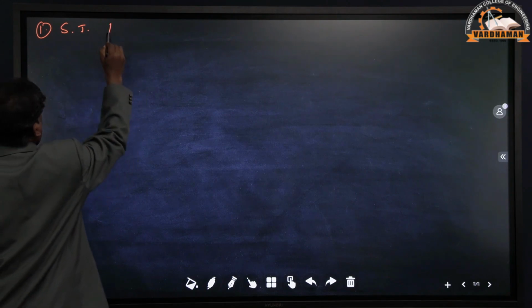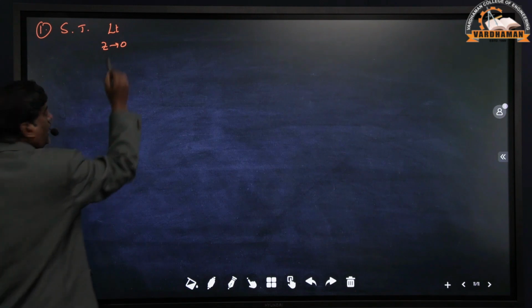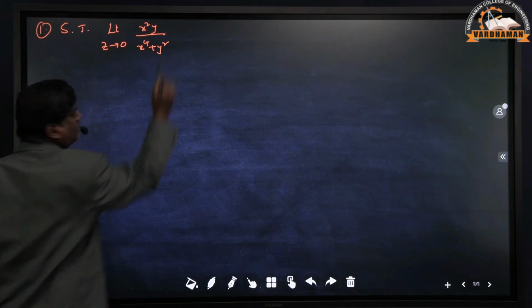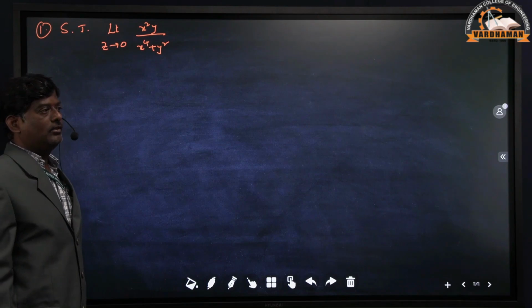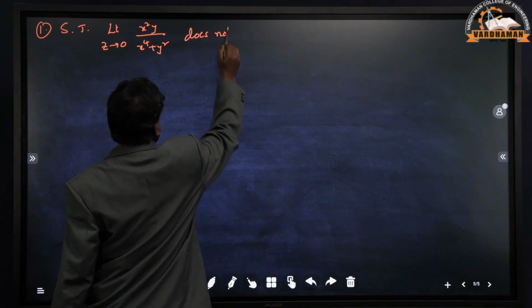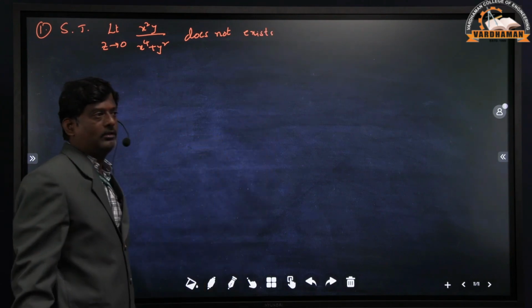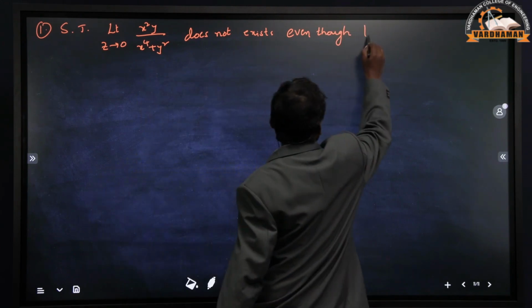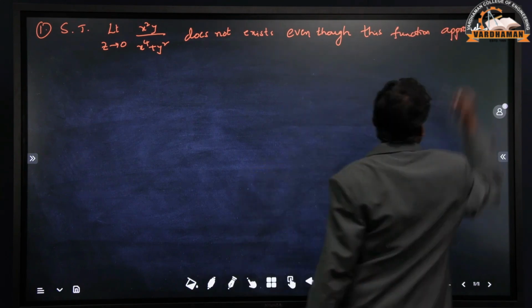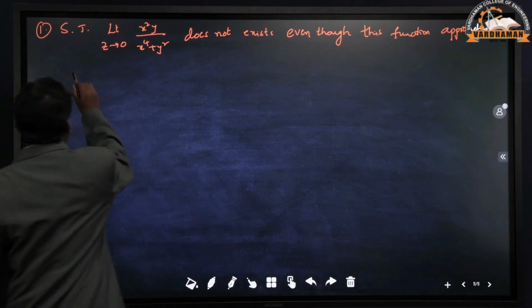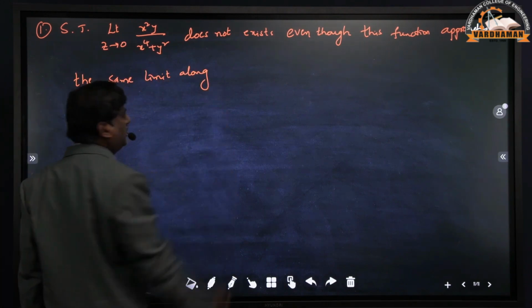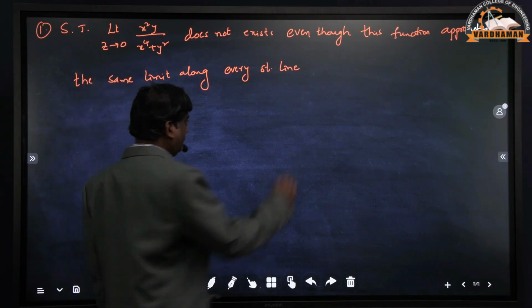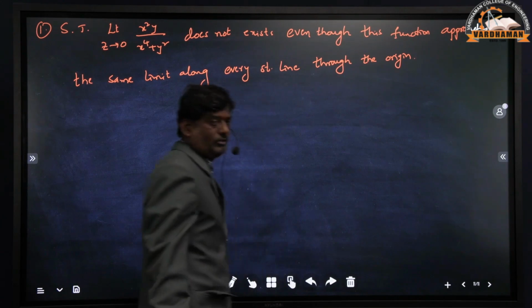Show that the limit as z tends to 0 of x squared y by x to the power 4 plus y squared does not exist, even though this function approaches the same limit along every straight line through the origin. We have to show that; this is the given problem.